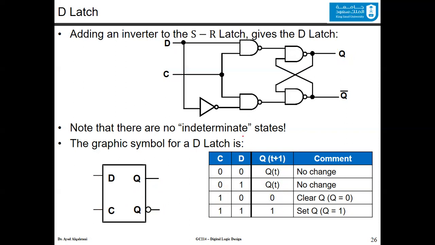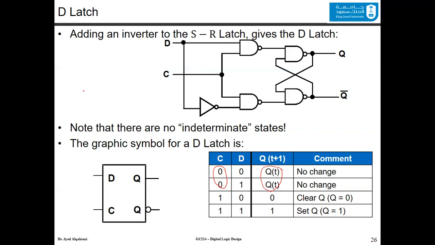Another way of looking at this table: when the D input is 0, you are resetting or clearing the value of Q. When the data is equal to 1, you are setting the value of Q. But I like to look at it from the clock point of view. When the clock is 0, you are storing the value.